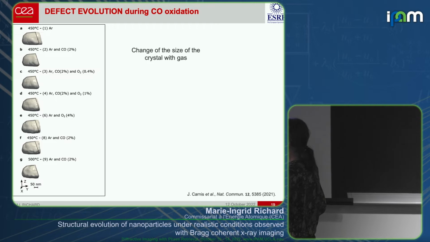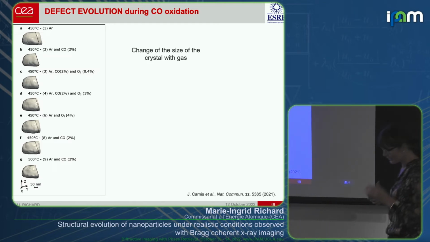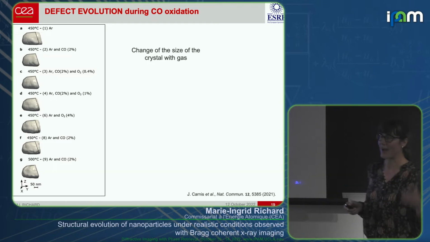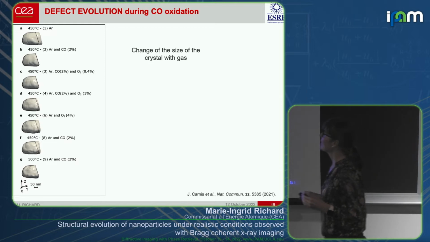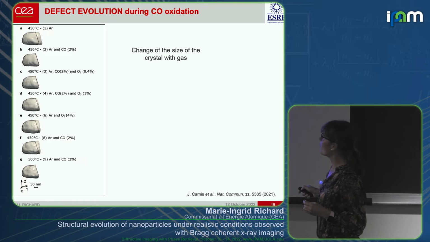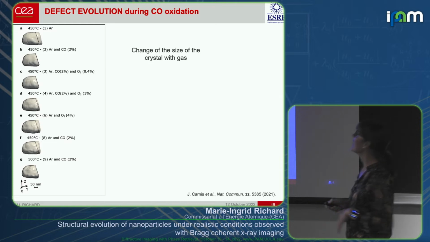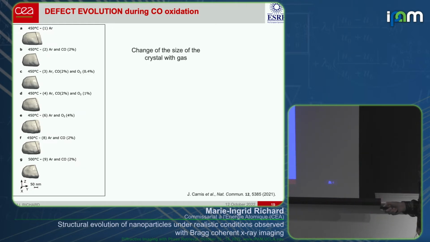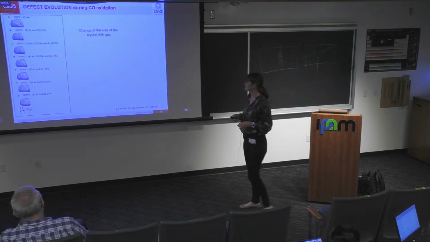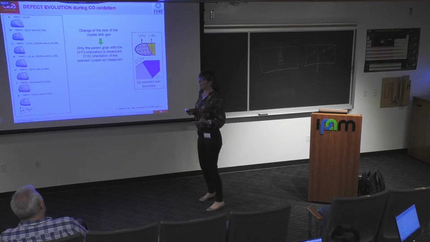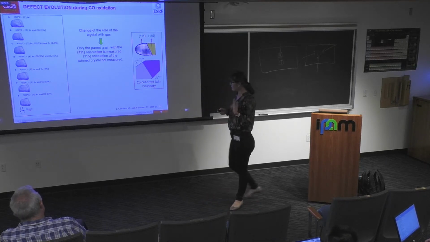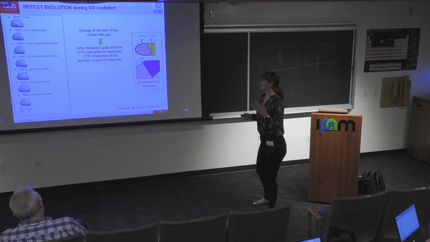Another interesting thing here during the reaction, we know that we have a defective particle. And here, if we look at the morphology of our particle as a function of gas, we can see that it evolves. So we have a change of the size of the crystal with gas. And in fact, what we have is a twinned particle. So what does it mean?